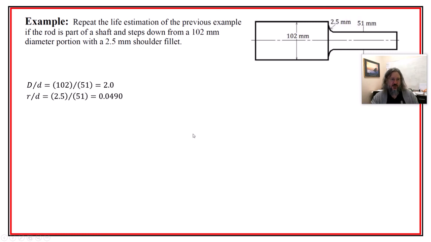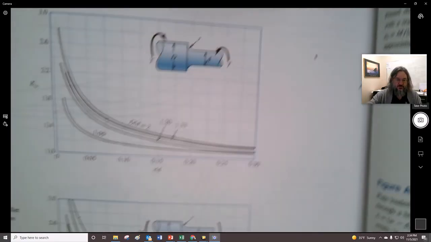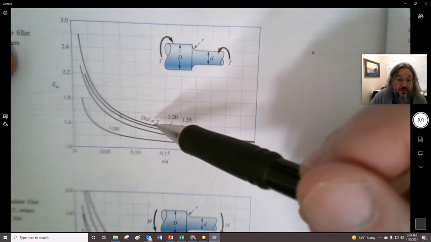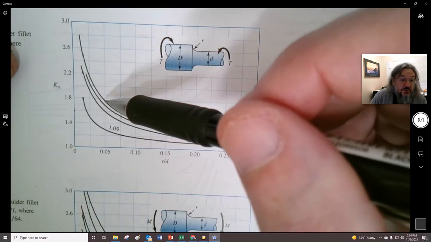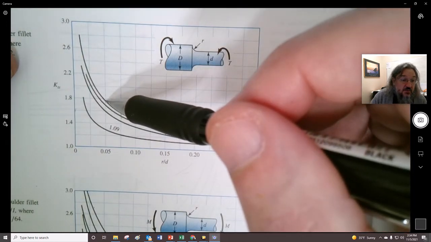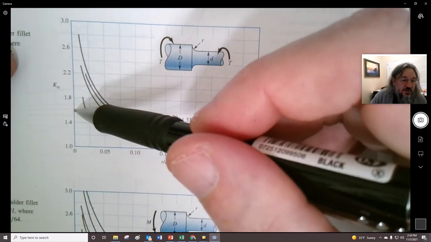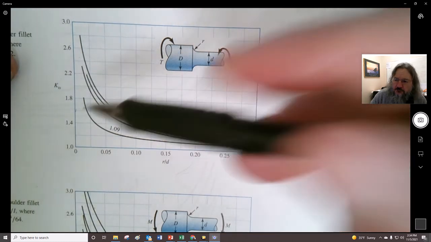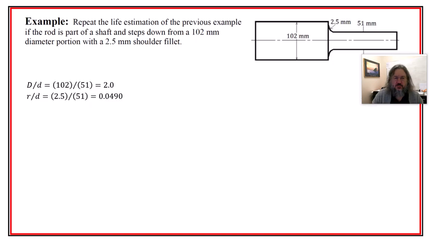All right, so anyway, we look that up, and in here at 2 and close to 0.05. And so there's 2 and 0.05. Okay, here's 1.6, here's 1.8, 1.7. I'm going to say it's 1.75. Pretty close. Let's see what I said.